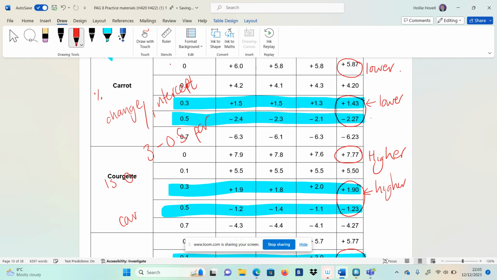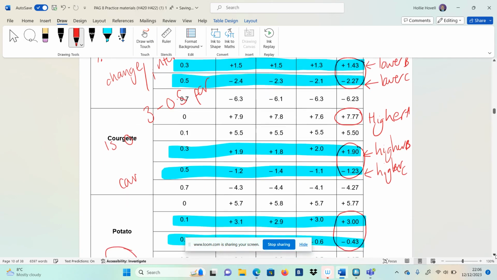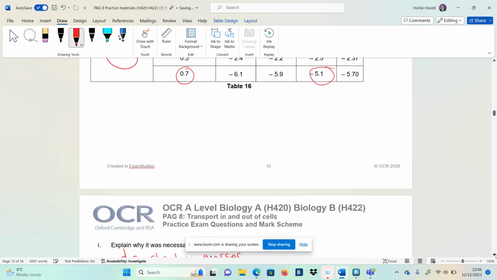If we compare it at 0.5 this time, this one is lower, this one is higher. So all three of those values, when we compare, let's say A with A, then B with B, and then C with C, it's always higher for the courgette than the carrot. So probably if we were trying to choose between the courgette and the carrot, we'd probably say courgette. And you can see when they then plotted it on the graph on the mark scheme, they came to the conclusion that it would have been the courgette if you'd drawn the graph as well.